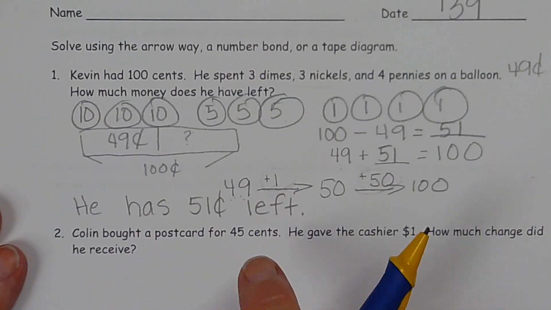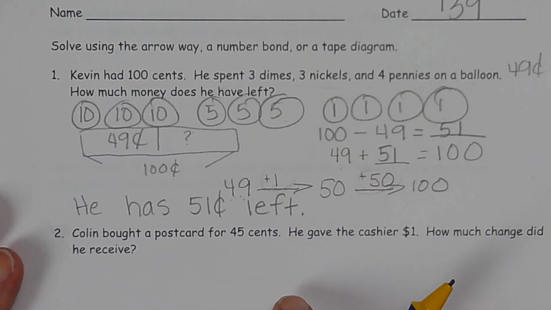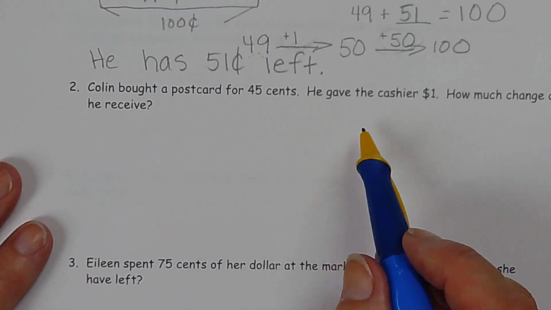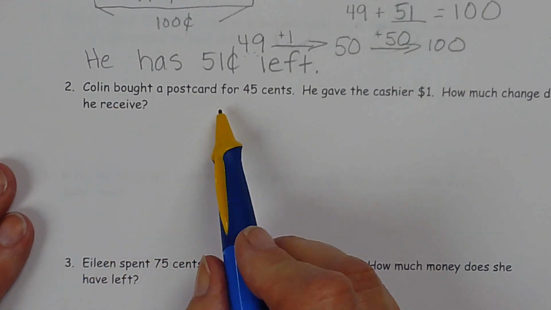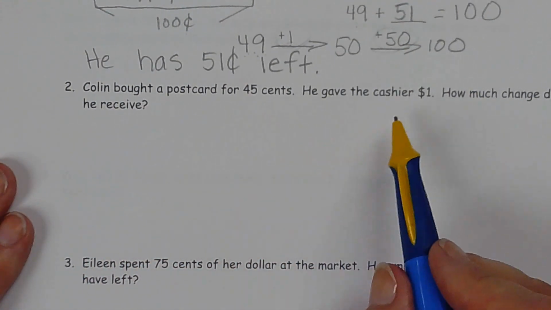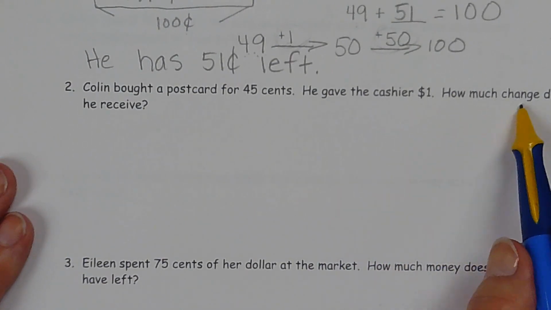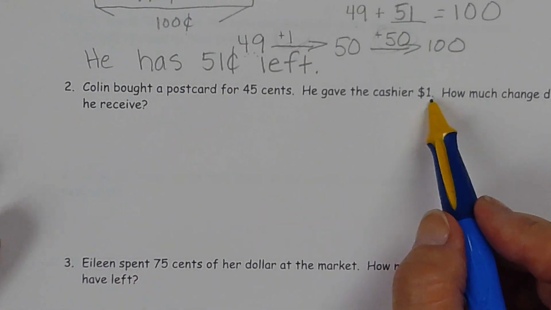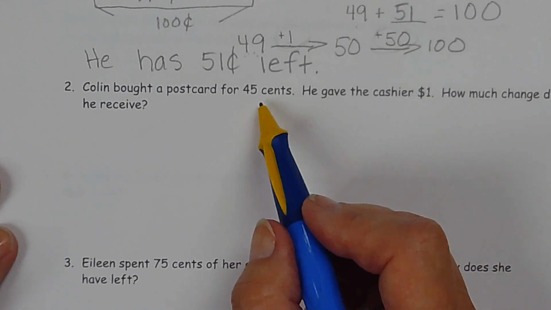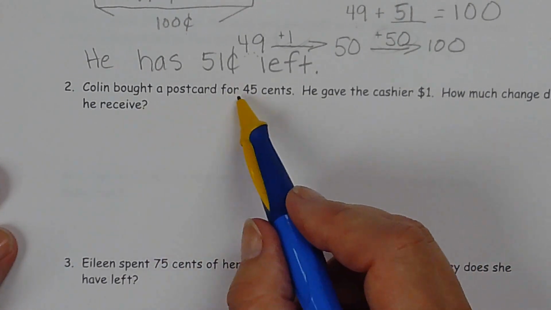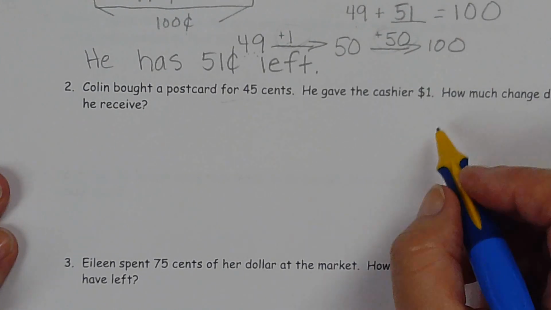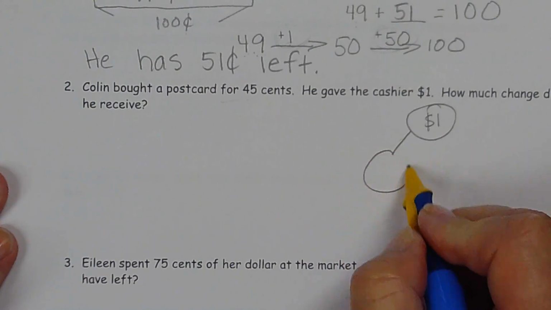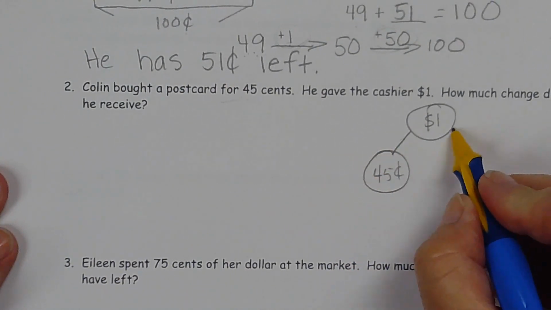On the next one, I'm going to go backwards from 100 so that you can see the 2 ways of doing it. All right? Now let's read first to see what we need. Colin bought a postcard for 45 cents. He gave the cashier $1. How much change did he receive? What's our whole? Our whole is $1. And we know one of our parts. He spent 45 cents for a postcard. So I have $1 and one part is 45 cents, and we don't know what that other part is.